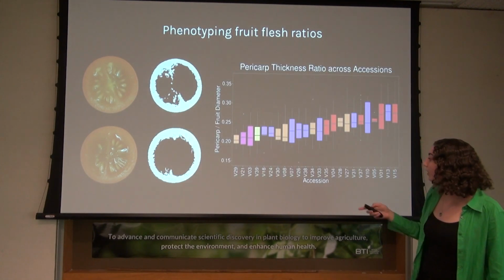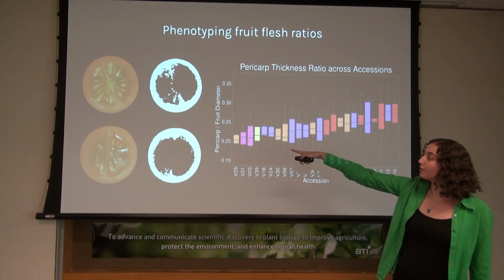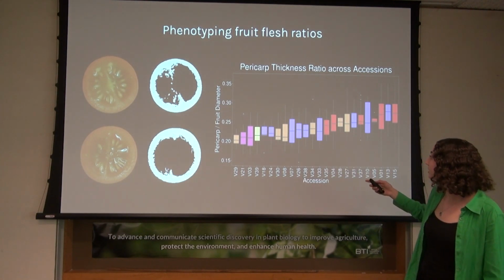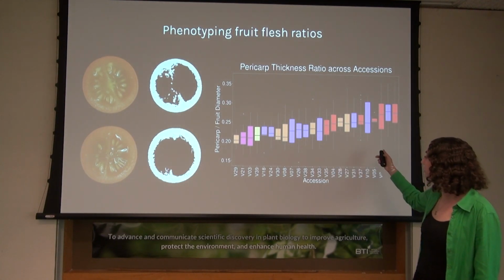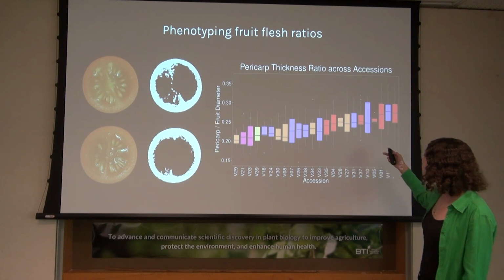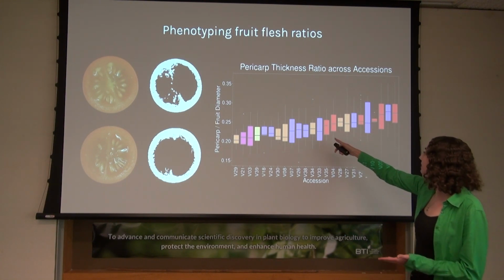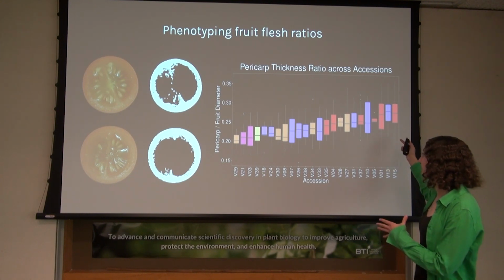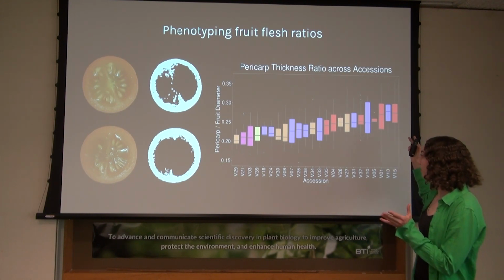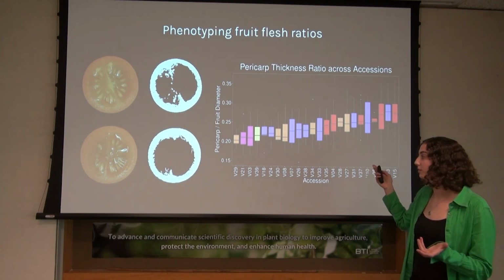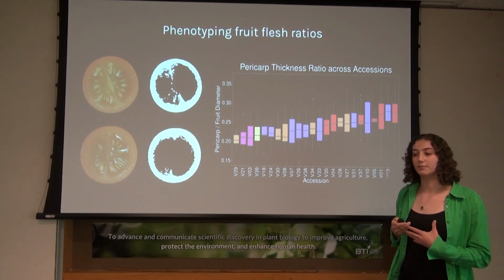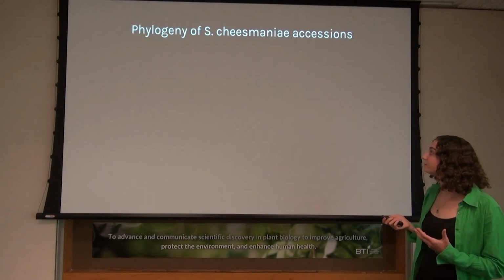This is a plot showing by accession the ratio of the pericarp to the fruit diameter as a whole, and you can see that there is a lot of variation across the different accessions. Some of them cluster by island, so for example, the red island, all of those fruit seem to have a larger pericarp to diameter ratio. So this is something that we're looking to move forward with in the future.